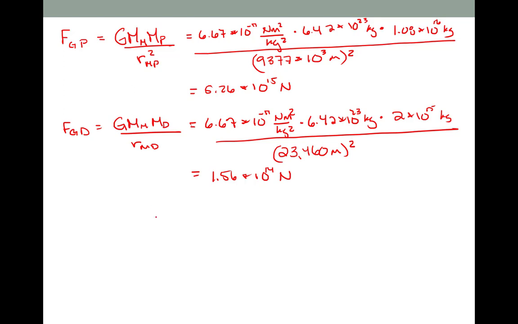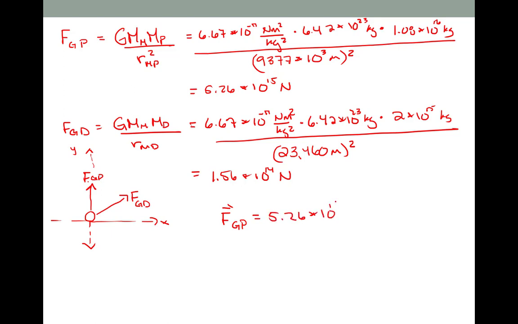I'm now going to consider the free body diagram of Mars. We had Phobos up here, which means the gravitational force on Mars will be here, and Deimos was off over here. If I set up a standard XY coordinate system, then I can write that the gravitational force between Phobos and Mars will be 5.26 times 10 to the 15th newtons in the positive y or j hat direction.